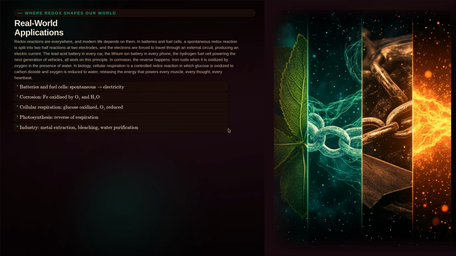In industry, redox reactions extract metals from their ores, bleach paper and textiles, purify drinking water, and produce the fuels that keep the world running.